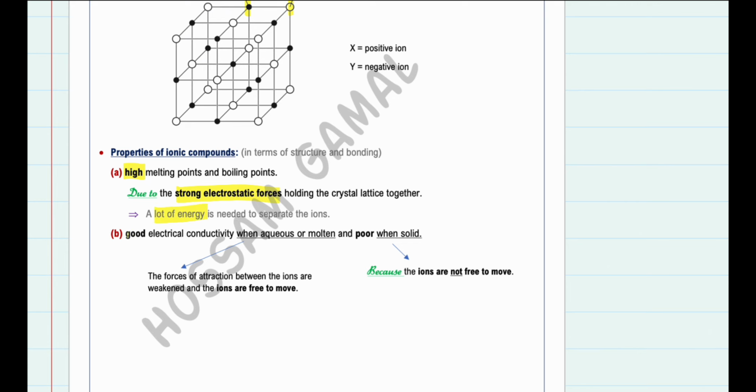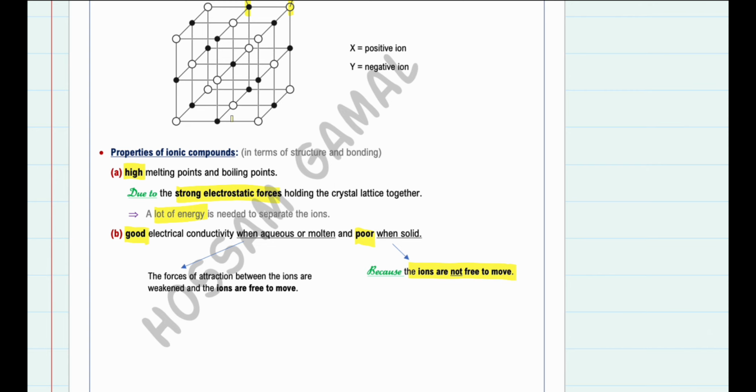A second property is having good electrical conductivity when they are aqueous or molten, but poor electrical conductivity when they are solid. Let me tell you that for a substance to conduct electricity, it should have charge carriers, and charge carriers are either free electrons or free ions. Free, I mean they can move. In the case of an ionic compound, since ions are locked in place, they can't move in the solid state. That's why they have poor electrical conductivity, because ions are not free to move in the solid form.